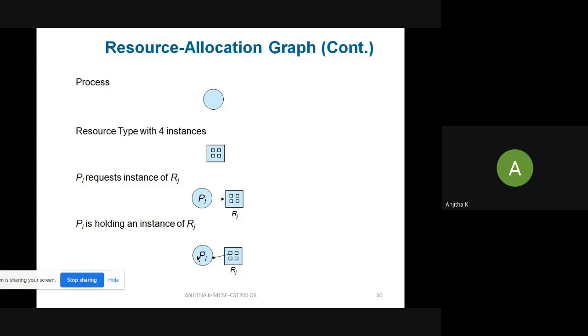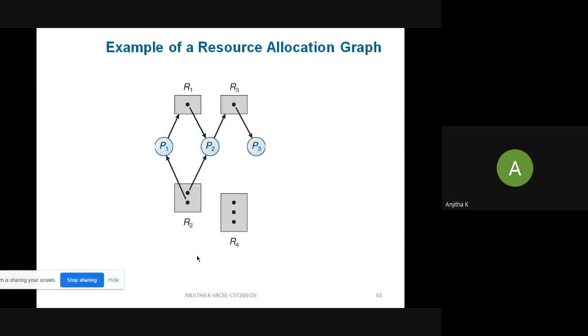Okay, so for the exam they will be asking the importance of the resource allocation graph. Okay, what is a resource allocation graph and what is the purpose of the resource allocation graph? What is the purpose? To understand the deadlock concept clearly. Okay, so for that we use this graph.